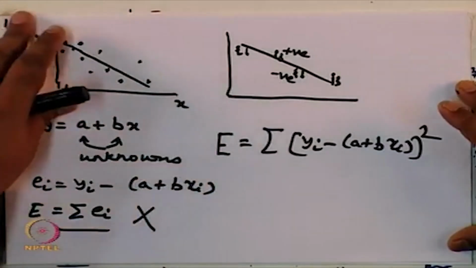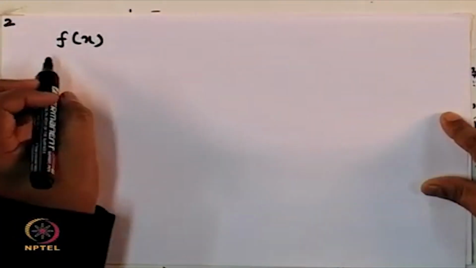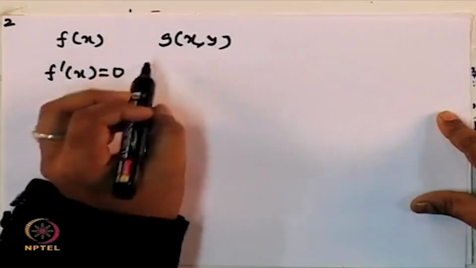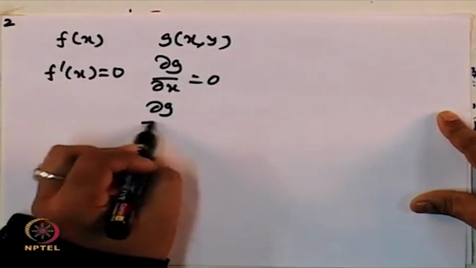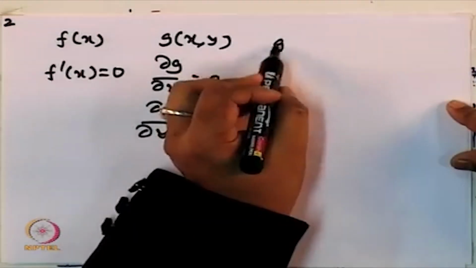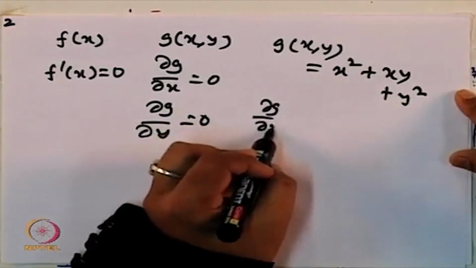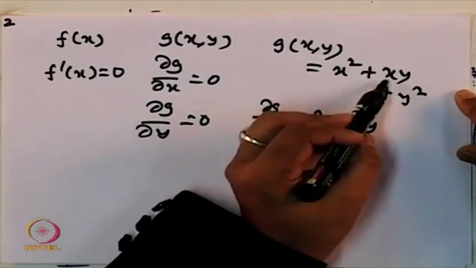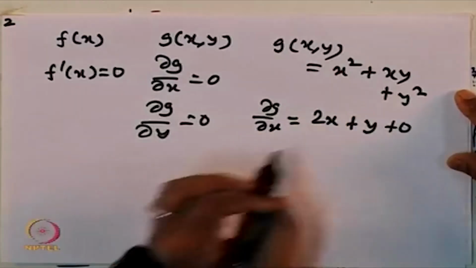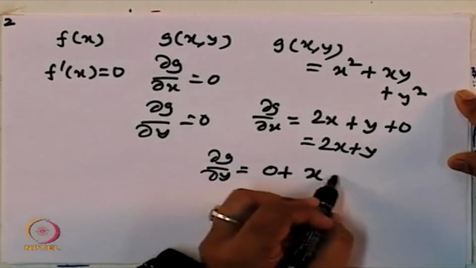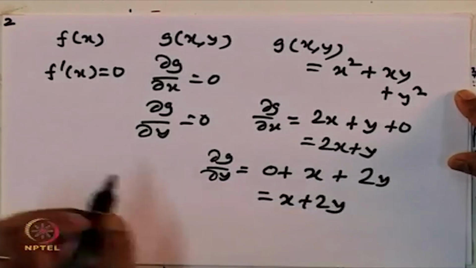We had briefly discussed that, as opposed to a function of a single variable, where if you have f of x, to find where it is minimum you set f prime of x equal to 0, when you have g of x comma y, you set del g del x equal to 0 and del g del y equal to 0. Once again, if g of x, y is, let us say, x square plus xy plus y square, then del g del x is 2x plus y, because you assume y is constant, plus 0. And del g del y is 0 plus x plus 2y. So, you set both of these equal to 0.